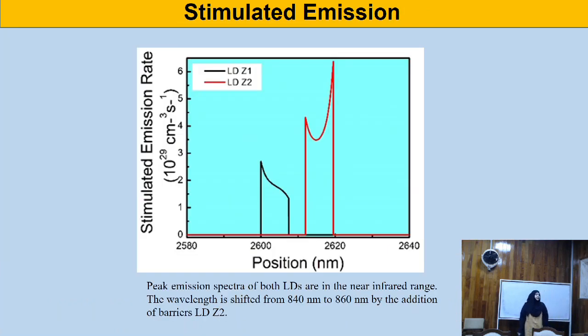Next we have stimulated emission. Both LDZ1 and LDZ2 are emitting in the infrared region, but there is a small shift in their wavelength from 840 to 860 nanometers. This is because of introducing the barrier to the structure. So the stimulated emission is increased for the proposed device. This means more light, or more carriers, recombine in the active region.